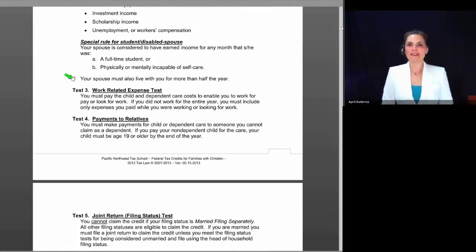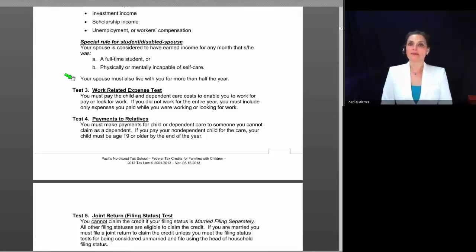April, I'm trying to get the computer to give me a child and dependent care credit for my filer, but it's just not working. No matter what I do, my client is not being given this credit. So my mind is immediately turning to one of two possibilities.